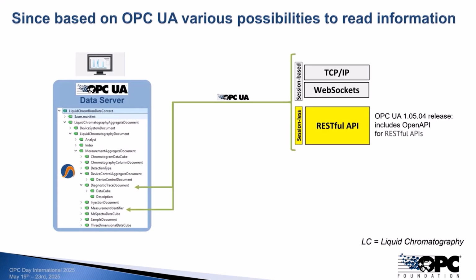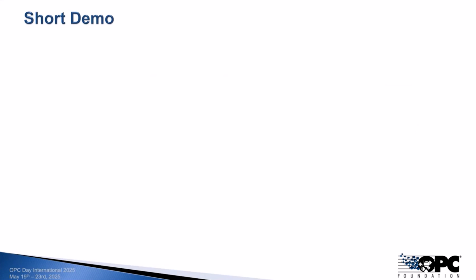Another opportunity that opens up by basing on OPC UA is easily exposing the same Allotrope information via a REST API. Adding an OPC UA REST API facade to such a data server immediately offers accessing Allotrope data via REST API with standardized data types. Let's switch to a short demo where I will show an OPC UA data server with that content. And this is being connected by an OPC UA client and also by an OPC UA REST gateway.